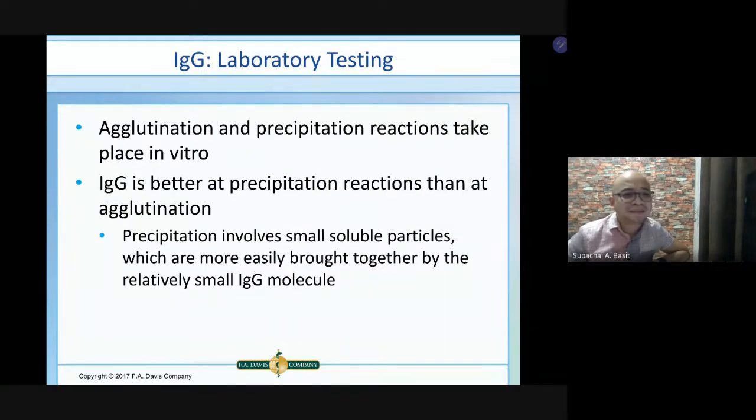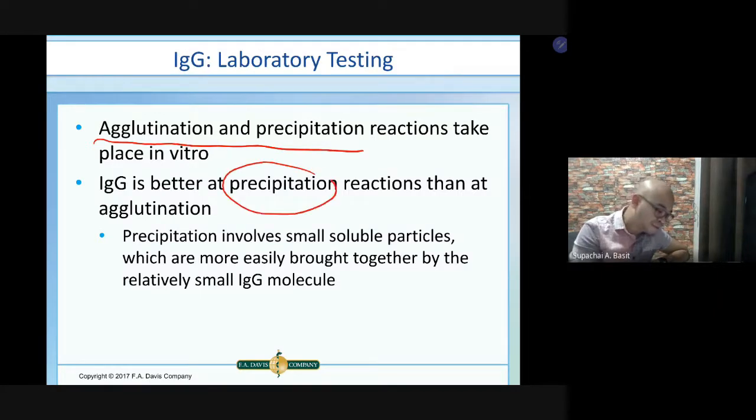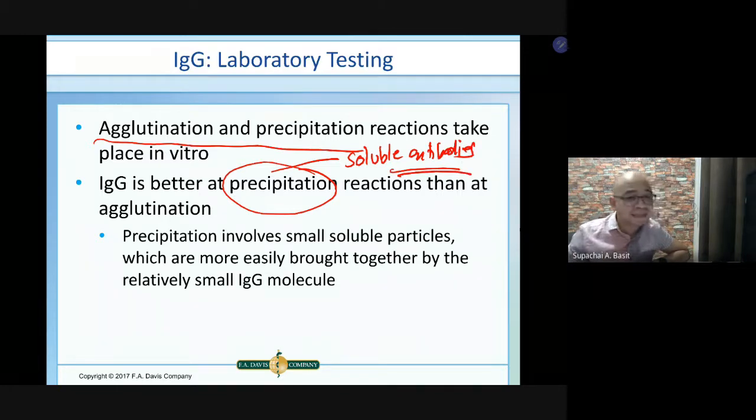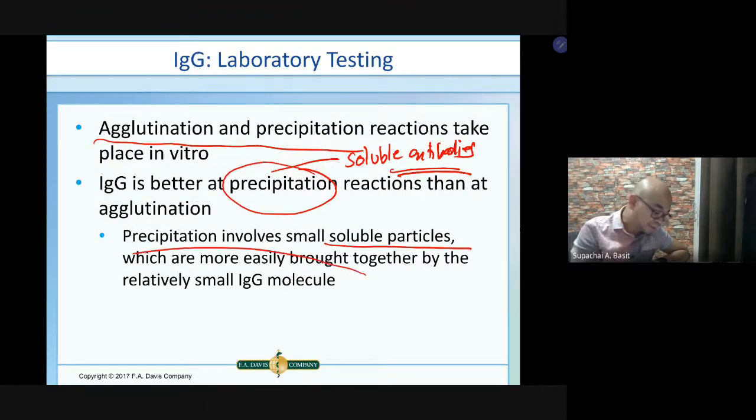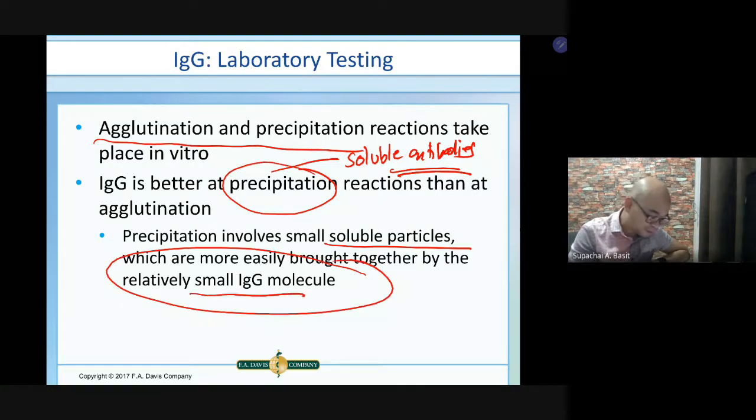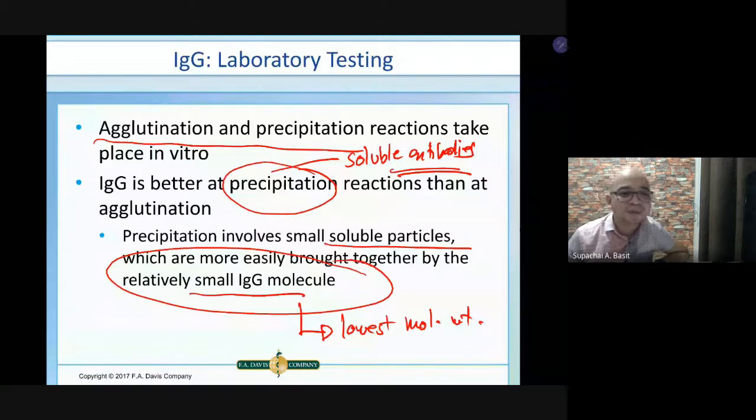IgG plays a major role in neutralizing toxins and viruses. So to test for the presence of IgG, we can do agglutination and precipitation. But it says here, IgG is better at precipitation than agglutination. Why? Because precipitation involves soluble antigen or antibodies. And IgG somehow will involve small soluble particles which are more easily brought together by relatively small IgG molecules. Very small because I did mention to you a while ago that it has the lowest molecular weight among the 5 classes of immunoglobulins.